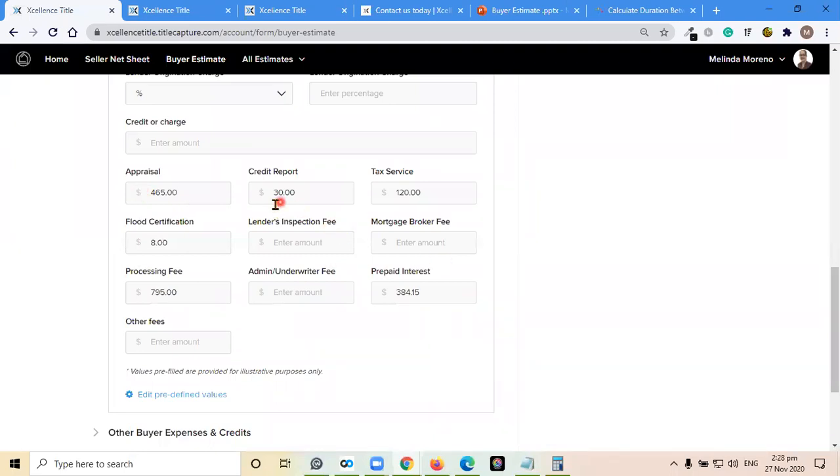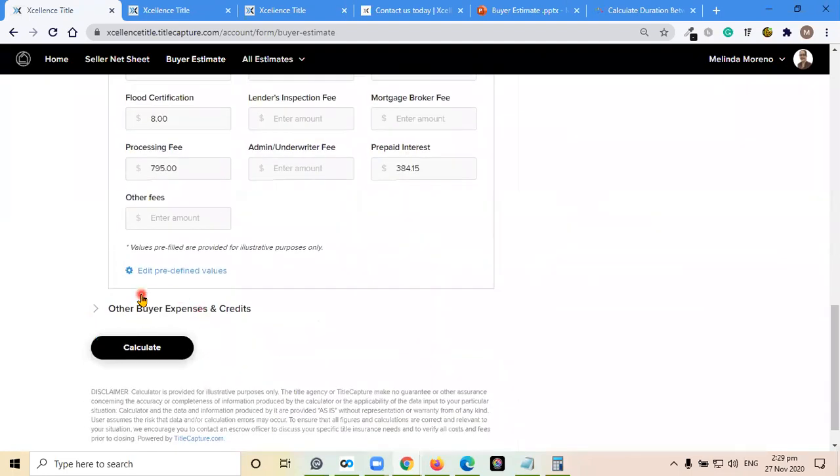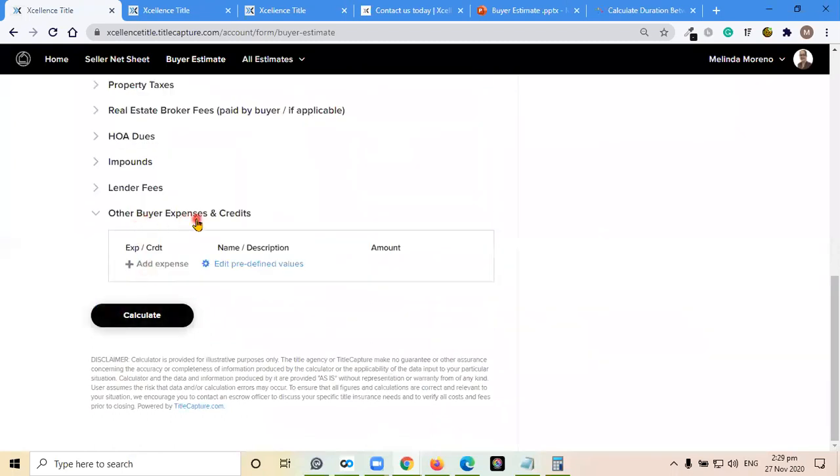And for credit report, there's going to be a $30 charge for running their credit. And the processing fee is right here, $795 that Xcellence Realty charges. Now under other buyer expenses and credits, is there any other expenses that the buyer has to pay or any credits that are given to them? Just put in the information in this section. But now let's go ahead and click calculate.